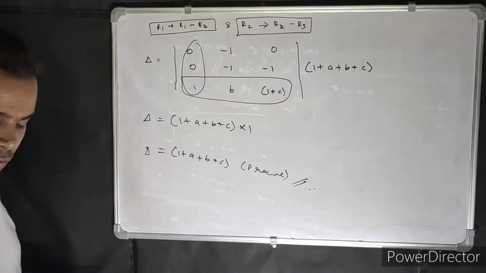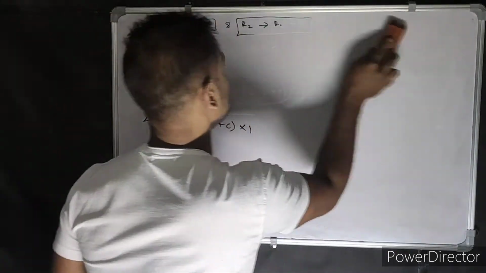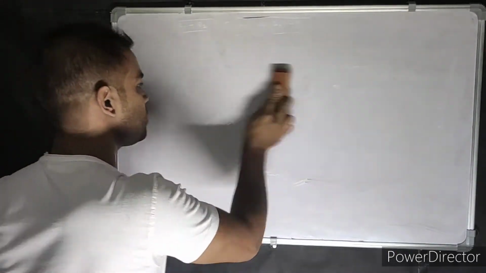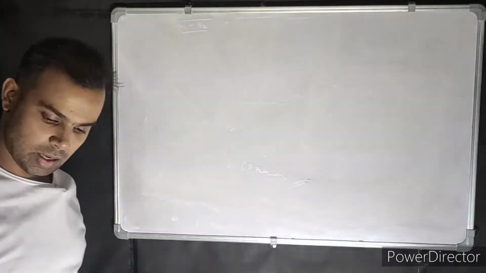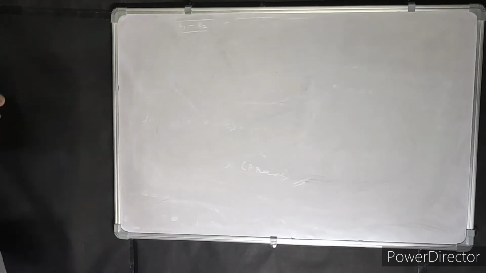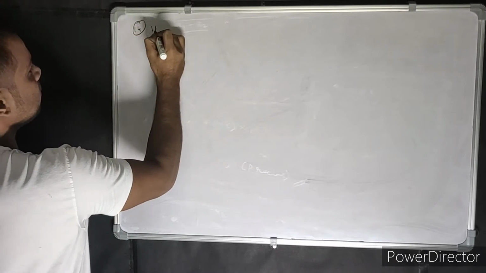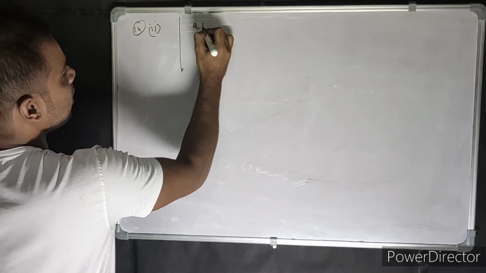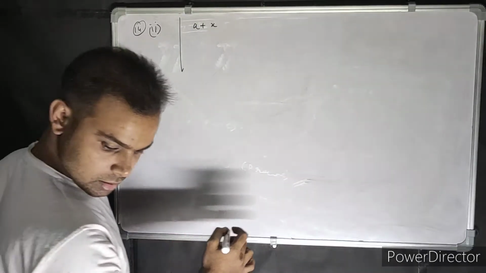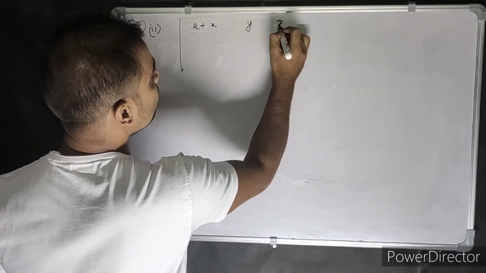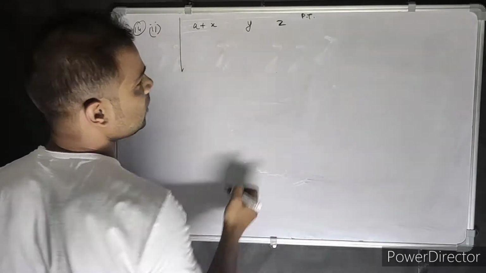Question number 14 part 2. Students, question number 14 part 2. So 14 part 2 is saying: a plus x, y, z. This is also prove that. Okay, prove that.